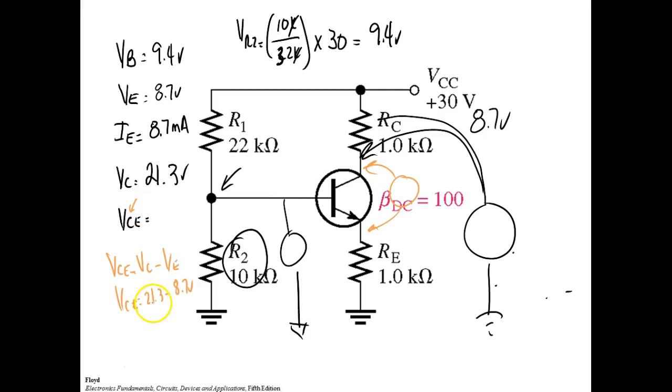So what would my VCE be? 21.3 minus 8.7, what's that? So we're operating in the active region. But we throw that transistor in there and everybody gets scared. But it's nothing but what you learned in DC. It's nothing except the gain.